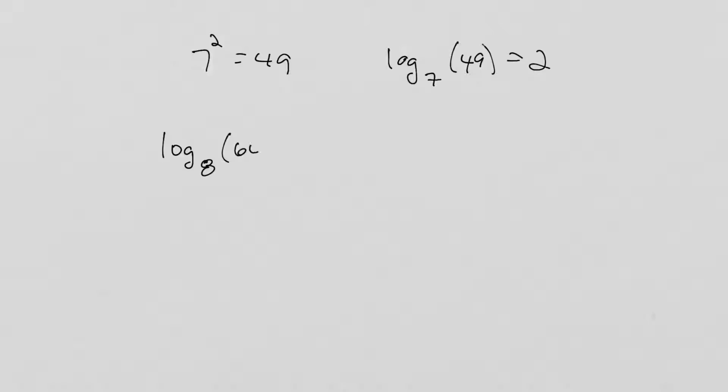Okay? So for instance, if I had 7 squared equals 49, I could write this as log base 7 of 49 equals 2. Or if I go backwards, if I had log base 8 of 64 equals 2, I could write this as an exponent where there's my base, so it'll be 8. There's my exponent, so it'll be 2, and that equals my answer here, which is 64.